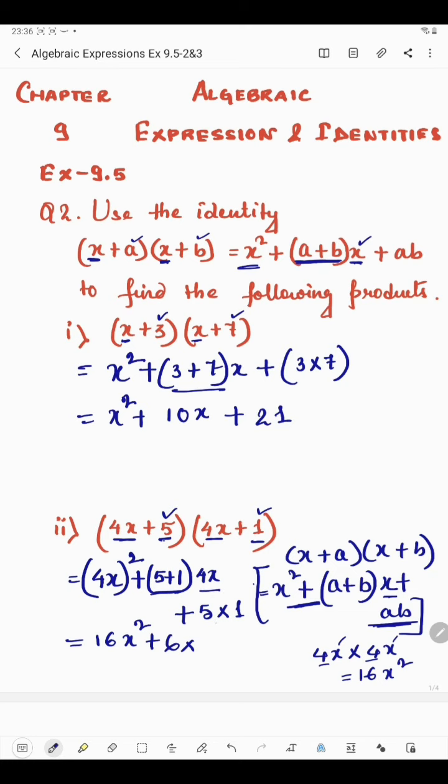plus 5 plus 1 is 6 into 4x, plus 5 into 1, 5. So 16x square plus 6 into 4 is 24, multiplied by x is 24x, plus 5. So the answer of the second part is 16x square plus 24x plus 5. Now coming to the third part.